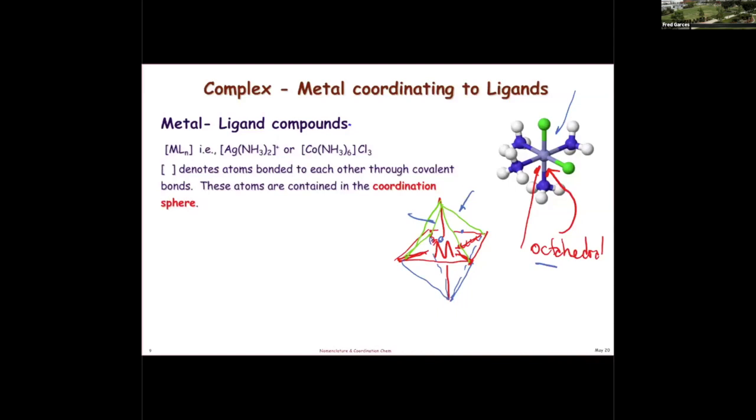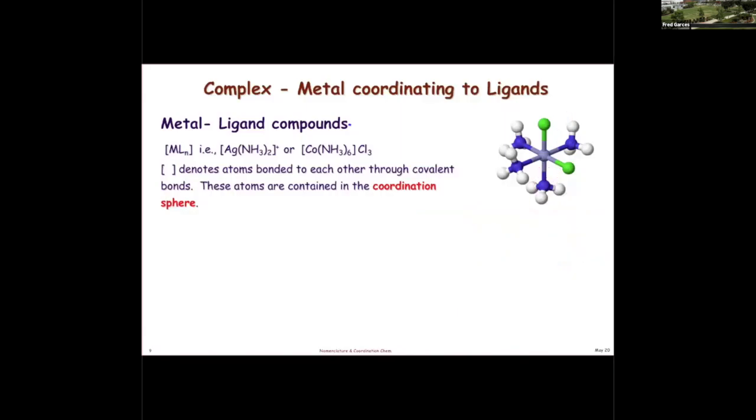directly bonded to that metal is within something called the coordination sphere. These are all the coordination sphere elements because they have direct linkage to the transition metals through bonds.